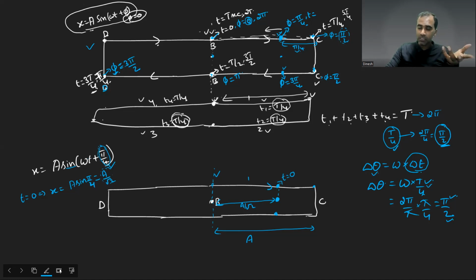Pi by 4 phase corresponds to what time? See this relation. Pi by 4 is equal to omega into delta t. Omega is 2 pi by T into delta t. Pi by 4, pi gets cancelled. So delta t is equal to T divided by 8, no?